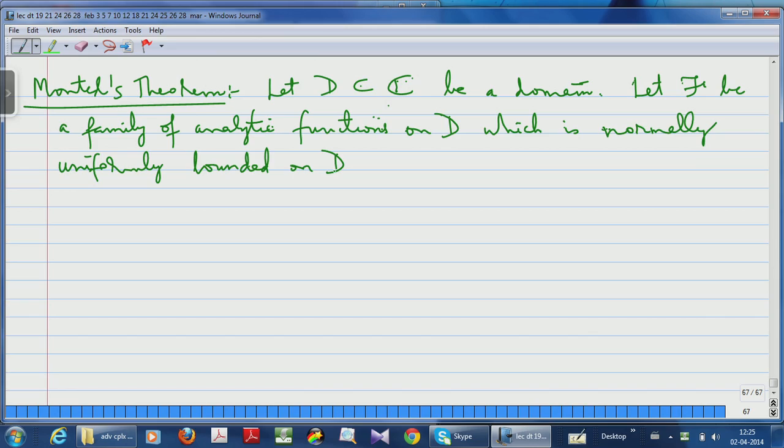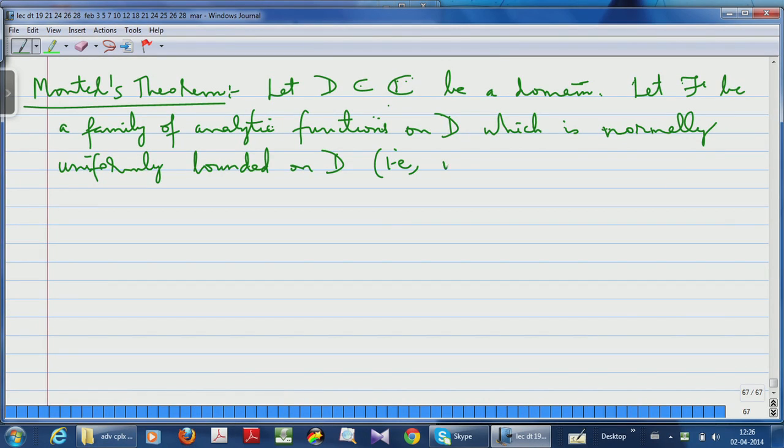Whenever you say a certain property holds normally, it means that the property is to be verified not for all sets, but only for compact subsets. So when I say normally uniformly bounded on D, it means that it's uniformly bounded on compact subsets of D. So let me write that: uniformly bounded on compact subsets of D. I'm using abbreviations UFLY for uniformly, BDD for bounded, CPT for compact. So suppose it's normally uniformly bounded.